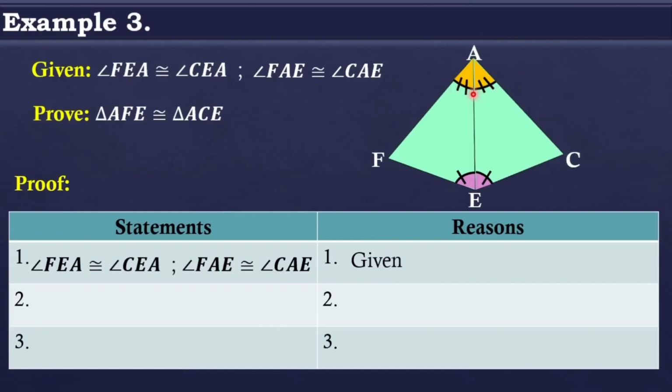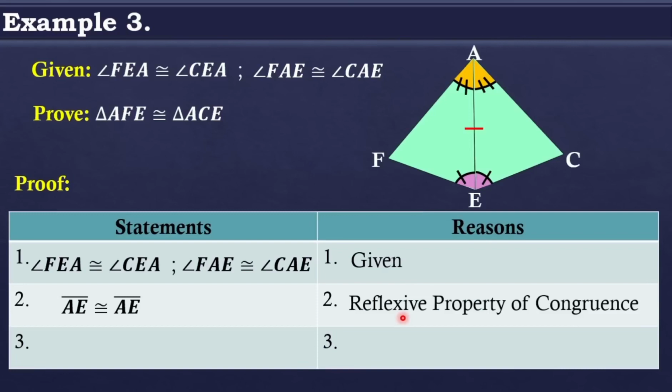Now, based dito sa ating given, we have two angles. And based dito sa ating figure, since nag-share po sila ng common side, okay, meron po silang common side, which is AE, segment AE. So pwede natin yung gamitin since nag-share sila doon. So segment AE is congruent to segment AE. And that is by reflexive property of congruence. So congruent sila dyan. Now, we now have two angles and one side congruent to each other.